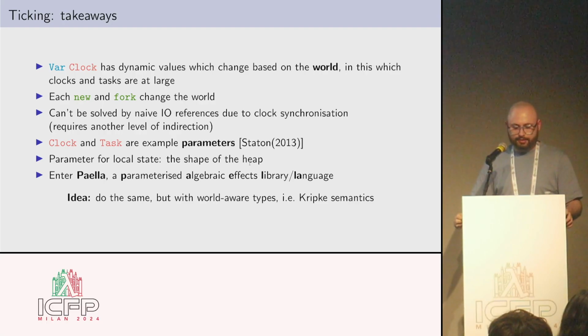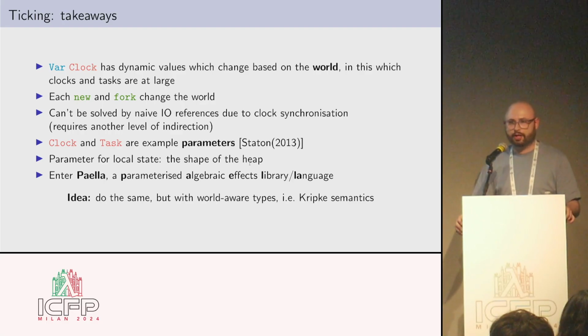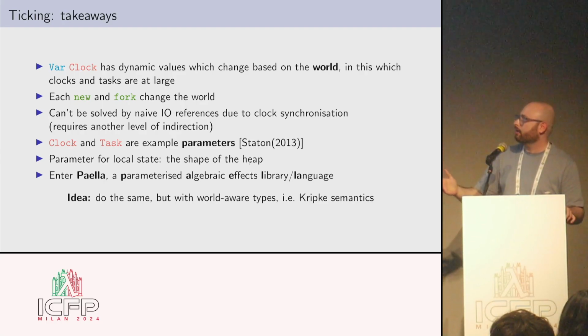So we need to tell 2 clocks to now point to the same location. Clocks and tasks here are examples of parameters, where parameters here means parameterized algebraic theories from Sam Staton. Another example of parameters is, say we're dealing with local state, so we have heap allocated values, then the parameter for local state is going to be the shape of the heap.